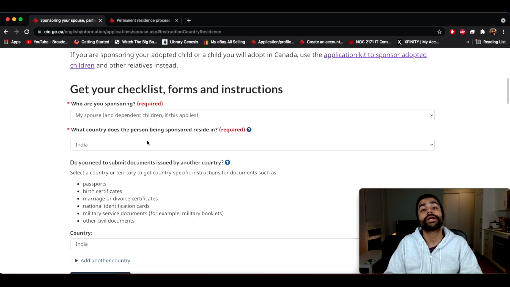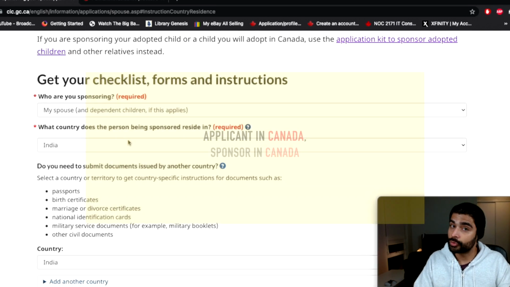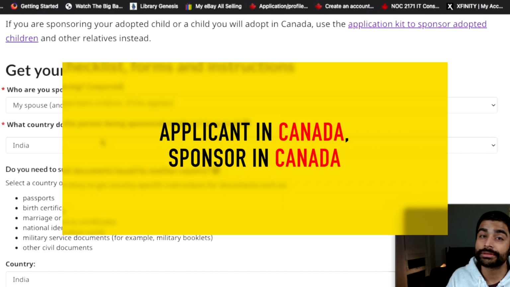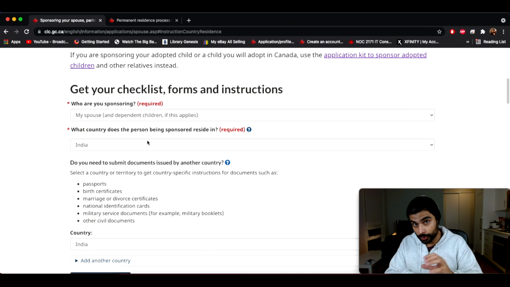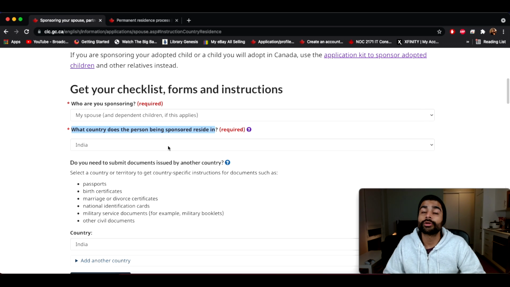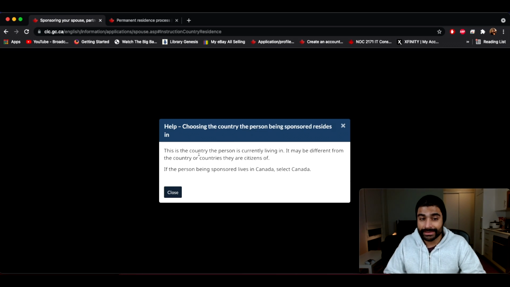All right. Okay, so let's look at the next scenario. Let's assume that the person being sponsored is an Indian national, but they are living in Canada. So the sponsor is also in Canada. The person being sponsored is also in Canada. So this becomes an inland sponsorship application. All right. So under this section, what country does the person being sponsored reside in? You are going to select Canada, because if you click the question mark, it says this is the country the person is currently living in.